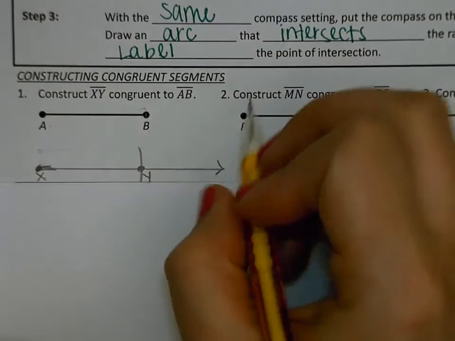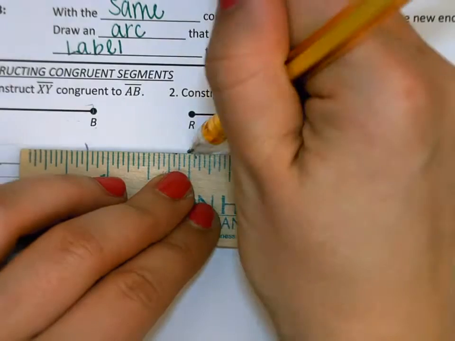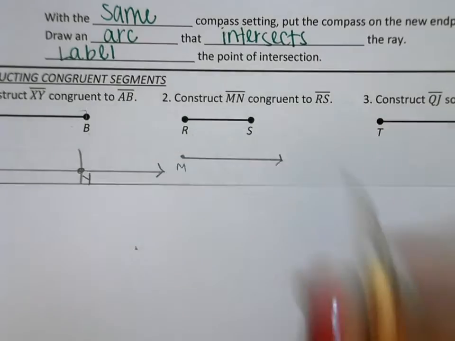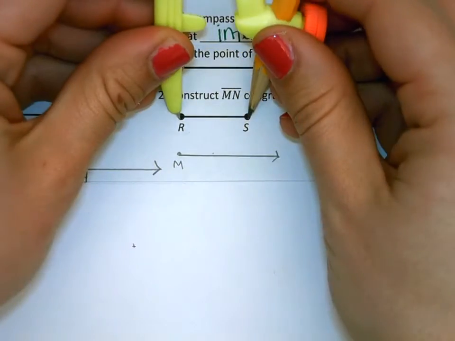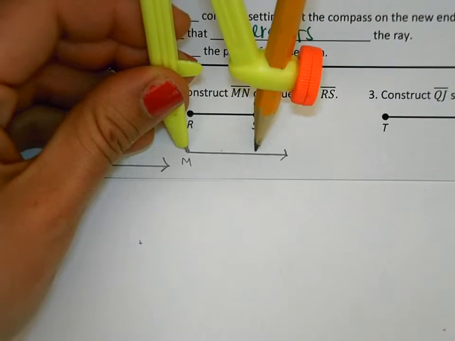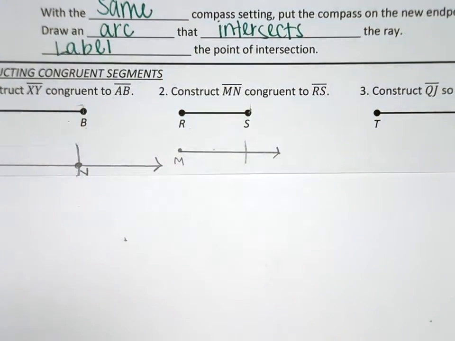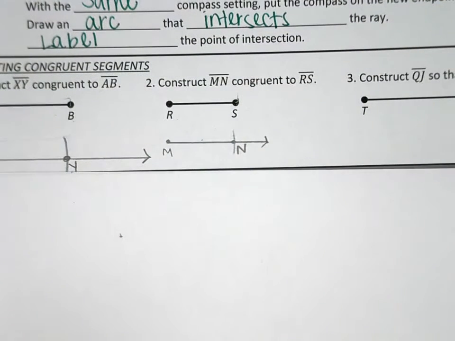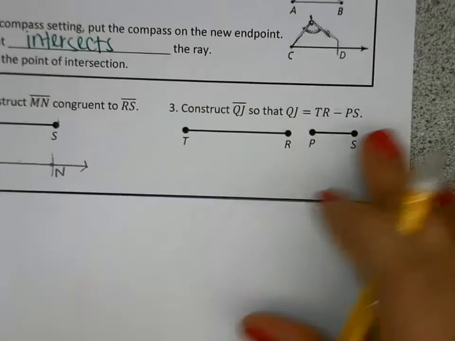So I'm going to do this one really quick. I'm going to put an endpoint and draw a ray. Label it M. And then using my compass, I'm going to open it up to the length of segment RS. Bring it down and make a little mark, and that is MN. Not too bad so far? Okay, so let's look at number three.